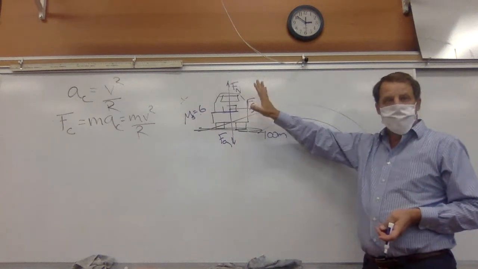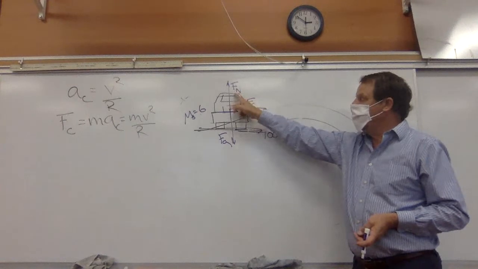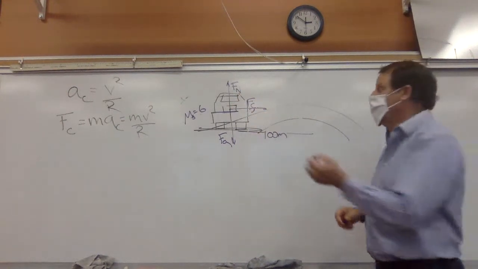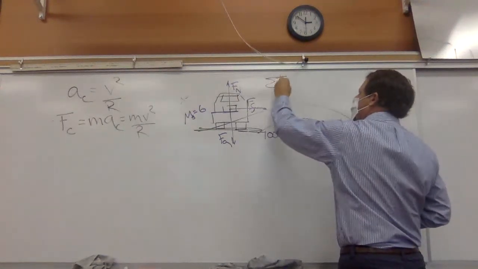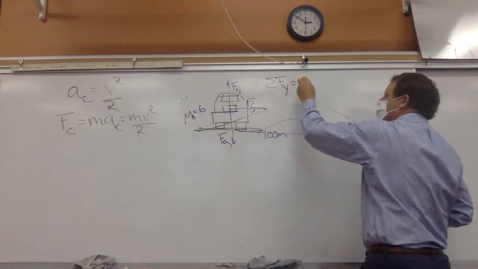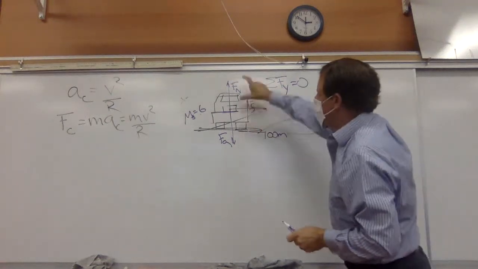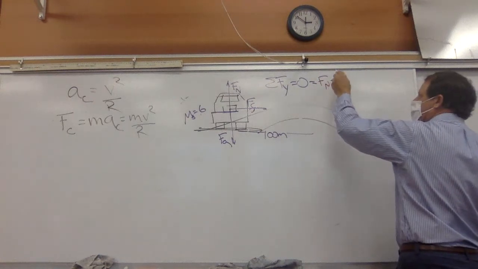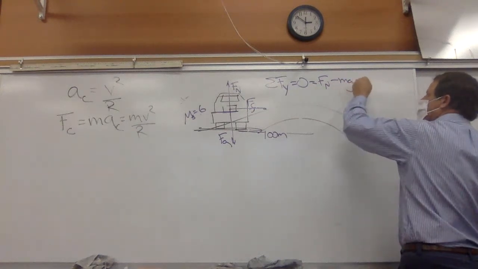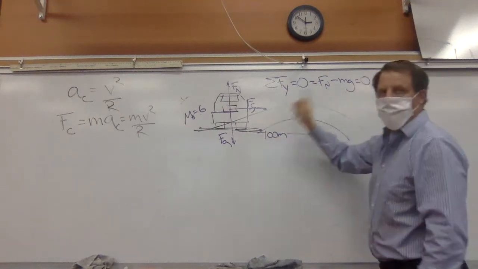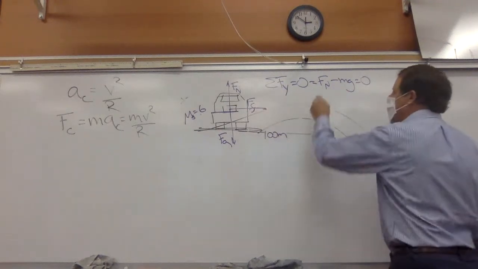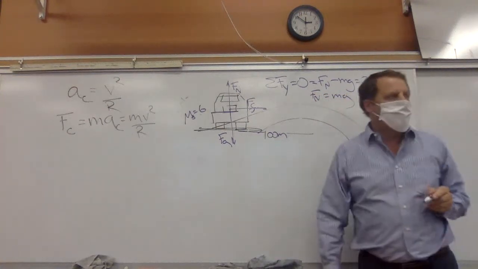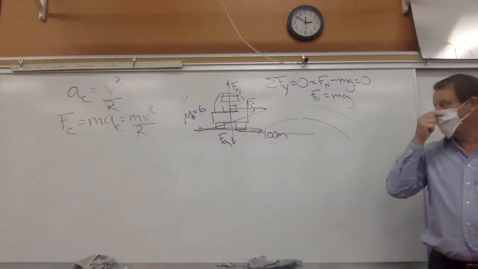So now we have everything that touches it: normal force, plus gravity, plus friction. And now we're really doing the same thing. The sum of the forces in the y is equal to 0, because it's not going to move up and down. So that's going to be force normal minus mg is equal to 0. Force of gravity and mg are the same thing. So force normal is equal to mg.